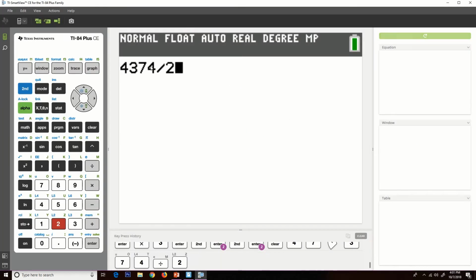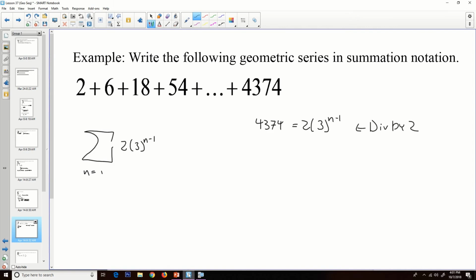And so I come over here, and so 4,374 divided by 2 is 2187. So I got 2187 there equals 3 to the n minus 1. So I got to go all the way back to the second unit we did on logarithms to remember how to do this. I'm going to say take the ln of both sides. So I've got the ln of 2187 equals the ln of 3 to the n minus 1, and then I'm going to apply the property.